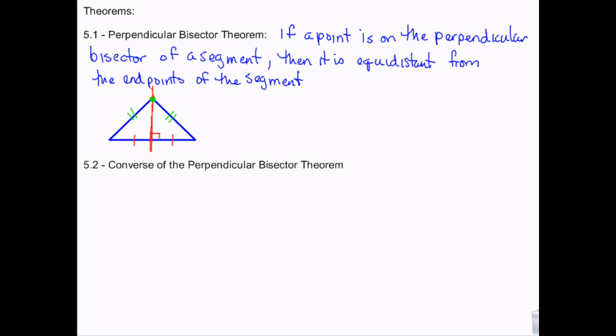So in other words, if I take any line segment and I bisect it perpendicularly, any point on this line will be equally distant. So this distance will be the same as that distance. If I put a point down here, this distance would be the same as this distance. If I put a point up here, this distance will be the same as this distance. So any point on that line will be the same distance from the ends.